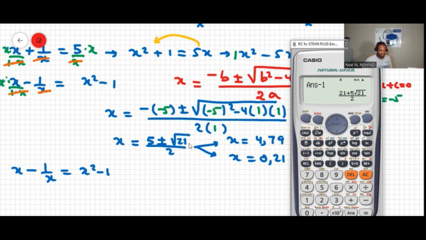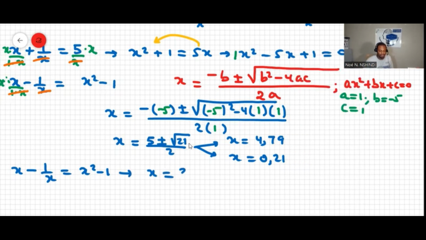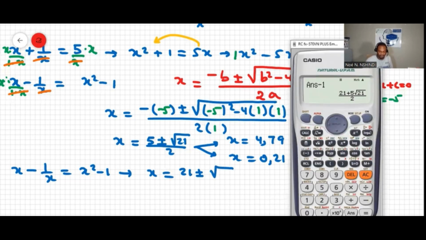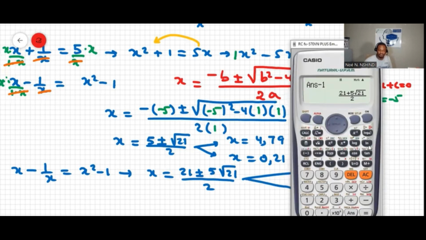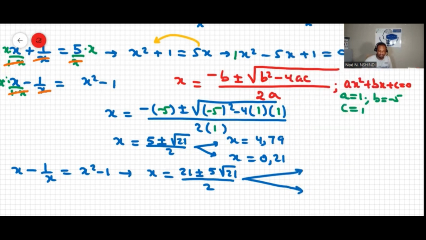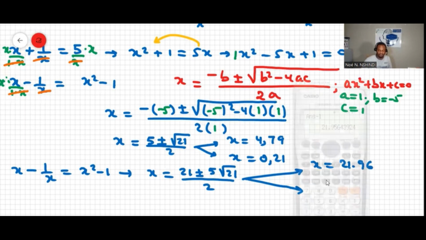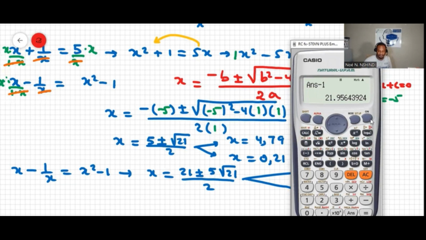That makes x equal to 5 plus or minus the square root of 21 over 2. Okay, this is the solution. It generates two answers. That makes 21.96, so x is equal to 21.96, or with it negative.